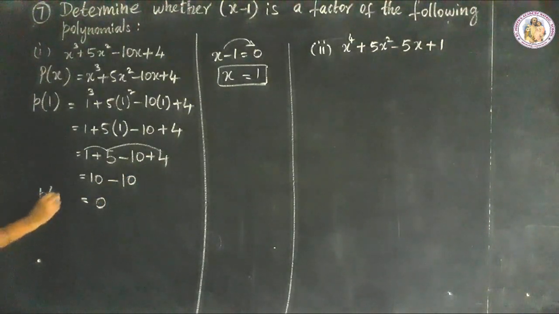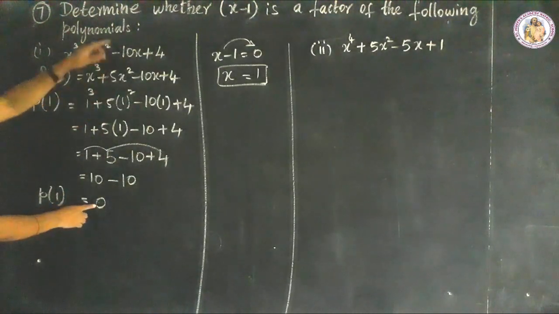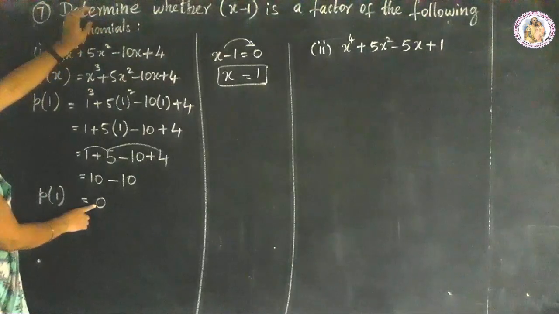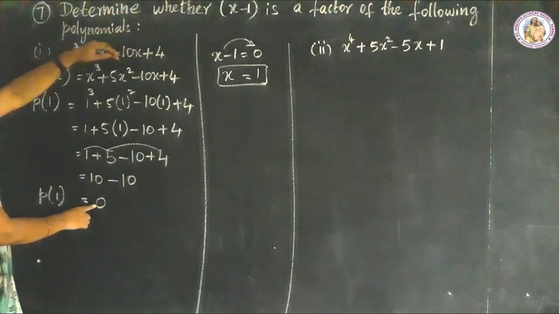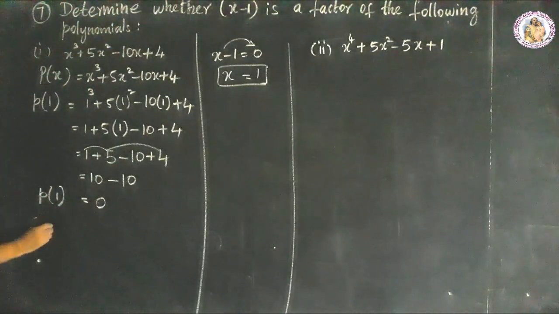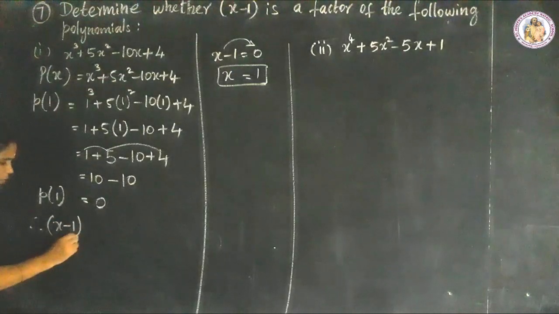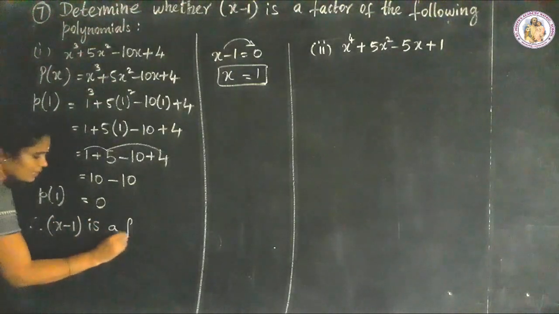So P of 1 is equal to 0. If it is 0, we have to write, as we are asked to determine whether x minus 1 is a factor: if it is 0, we have to write x minus 1 is a factor of the polynomial.